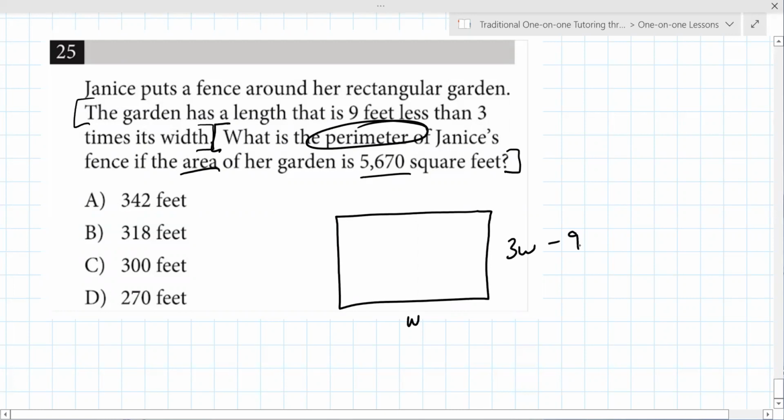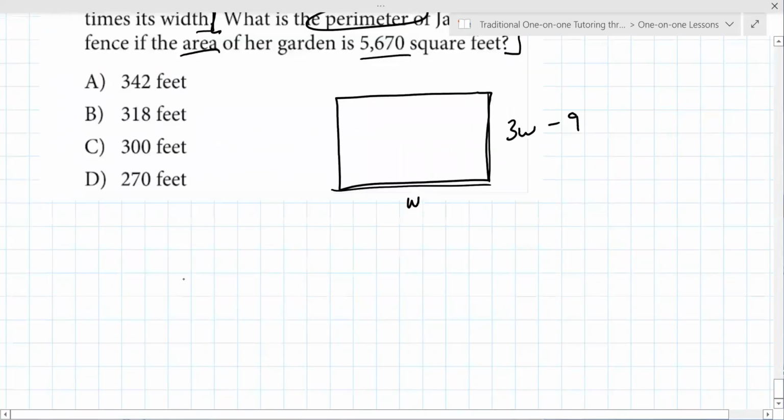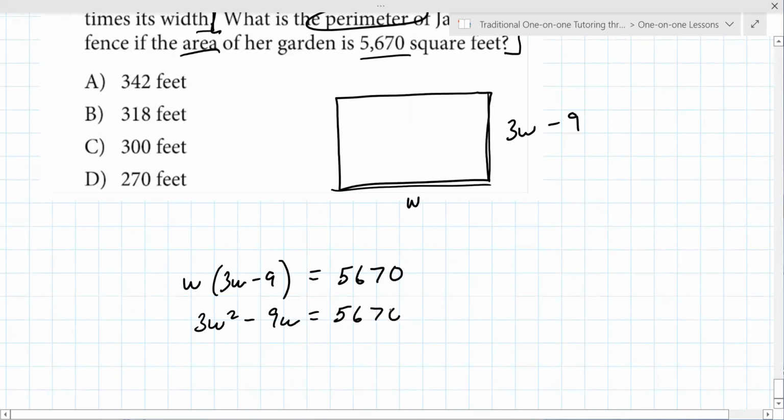So you can do this. It's just not ideal. I agree, and I get it. So how do you find the area? You multiply the base times height. All right. So you have to do W times (3W minus 9) equals 5,670. On the left here, it's 3W squared minus 9W equals 5,670.